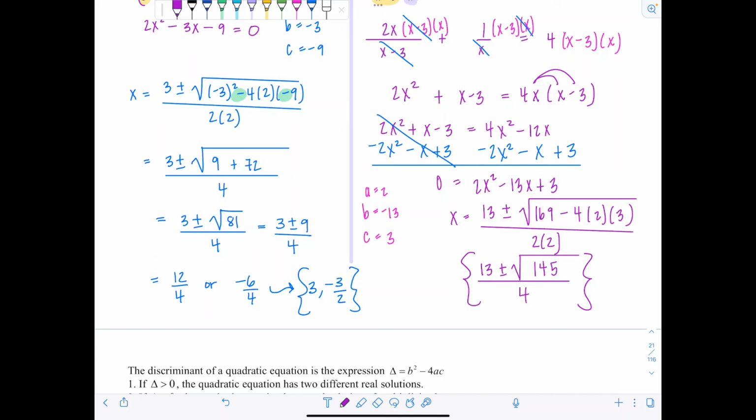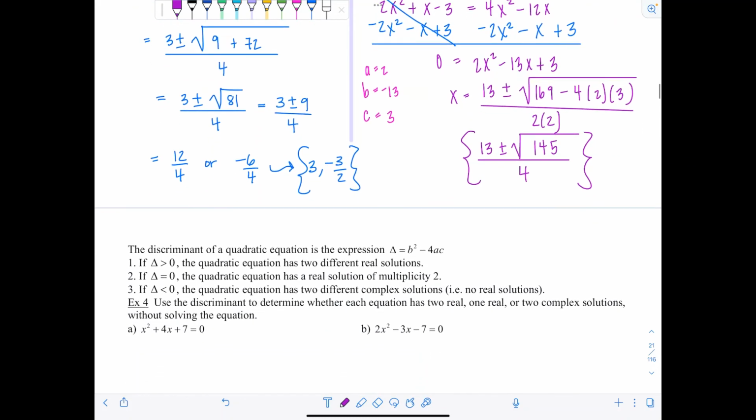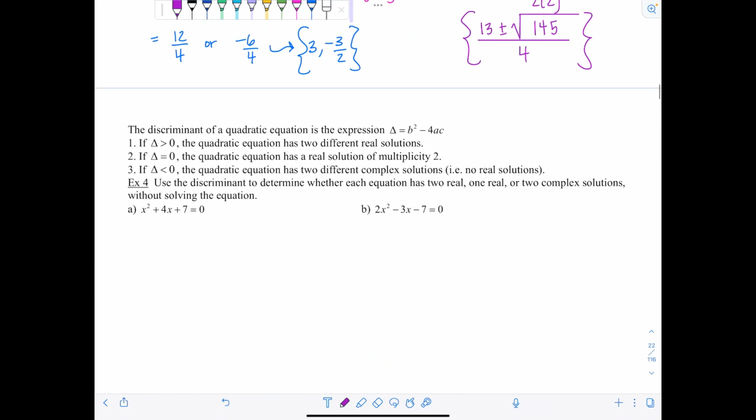Okay? Good. So one last topic that we're going to study now is the discriminant. And the discriminant of a quadratic equation is the expression b squared minus 4ac. And your book uses this symbol here, which sometimes refers to change or delta. So I don't know why they're using it for the discriminant, but whatever. Maybe because they got tired of writing discriminant.